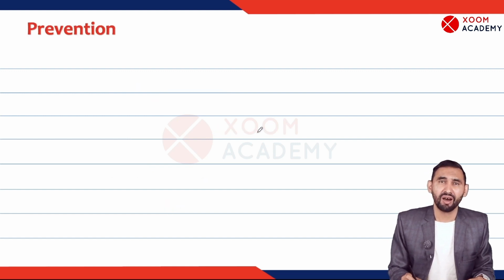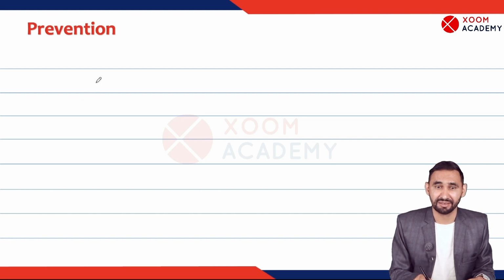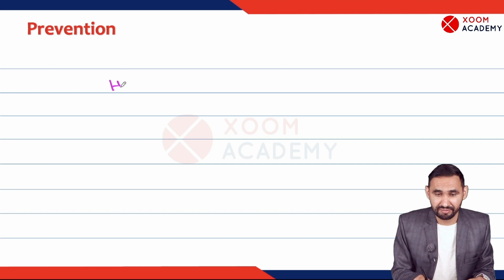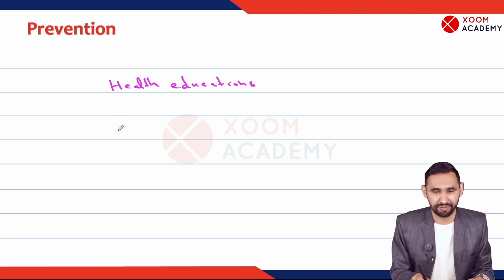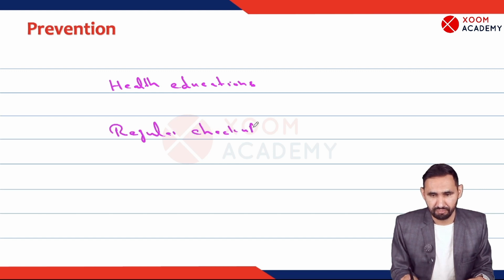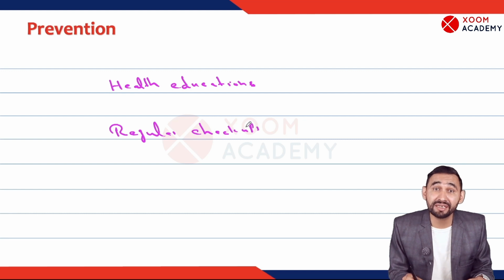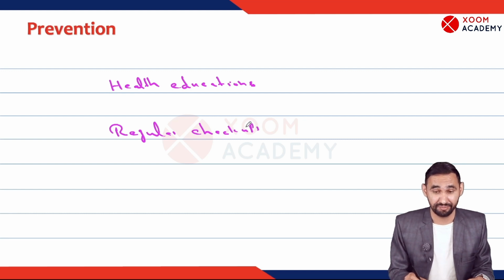How can we prevent them? There is primary prevention. Health education. We need to educate mothers to avoid smoking during pregnancy. They must avoid smoking, they must avoid alcohol. There should be regular checkups. Antenatal visits, visits to antenatal clinics. There should be ultrasound. And genetic counseling.